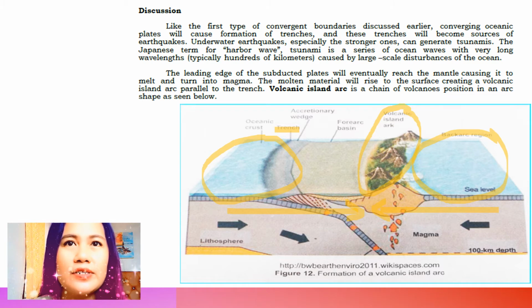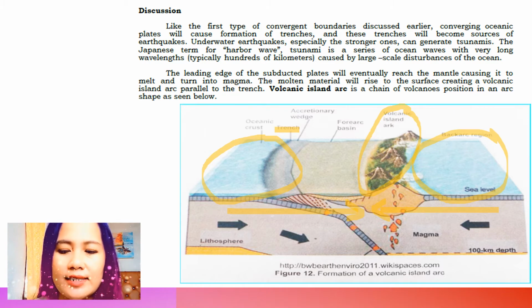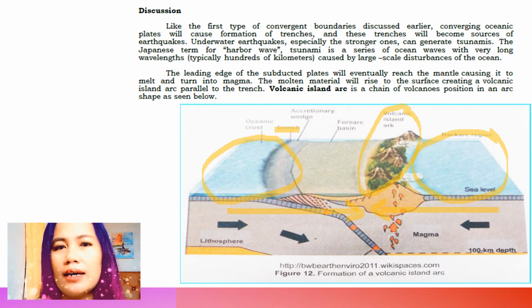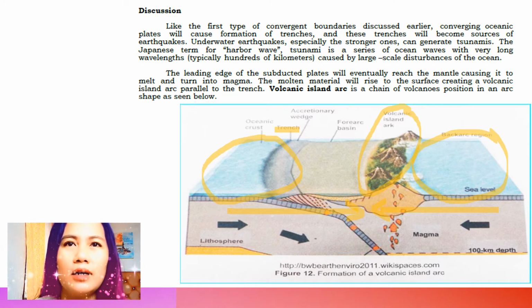Discussion. Like the first type of convergent boundary discussed in part 1, converging oceanic plates will cause the formation of trenches, cantil, and these trenches will become the sources of earthquake. Underwater earthquake ang mahitabo, especially the stronger ones, will generate what we call as tsunami or a series of ocean waves with varying wavelengths. Kanang tag-as kaayo nga bow na maabot sa baybayon. It causes large-scale disturbances of the ocean.